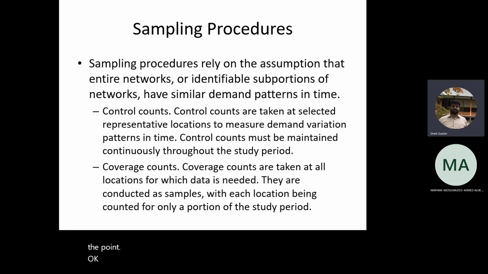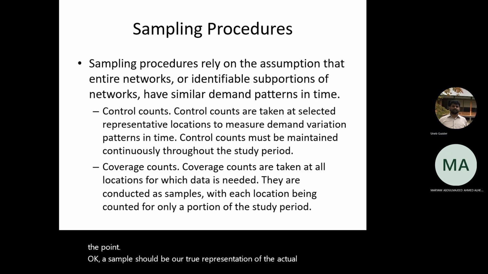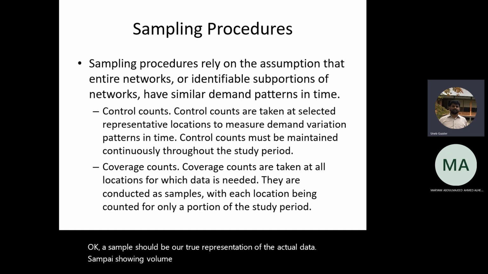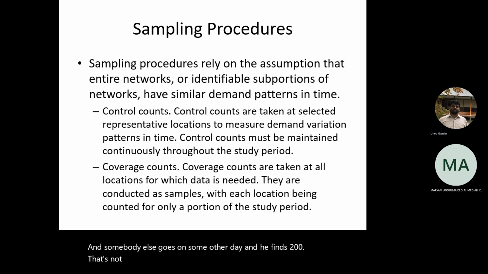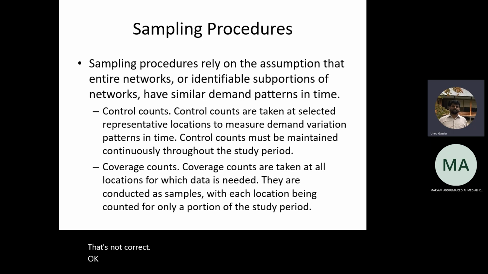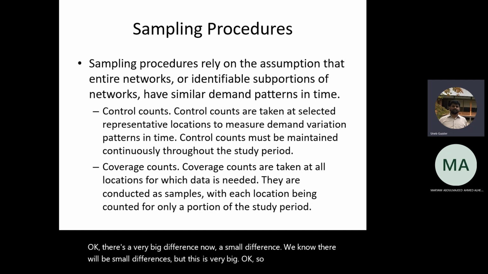A sample should be a true representation of the actual data. If the sample is showing volume 2000, and somebody else goes on some other day and finds 200, that's not correct. There's a very big difference now. A small difference, we know there will be, but this is very big. So a sample is a representation of the actual data.